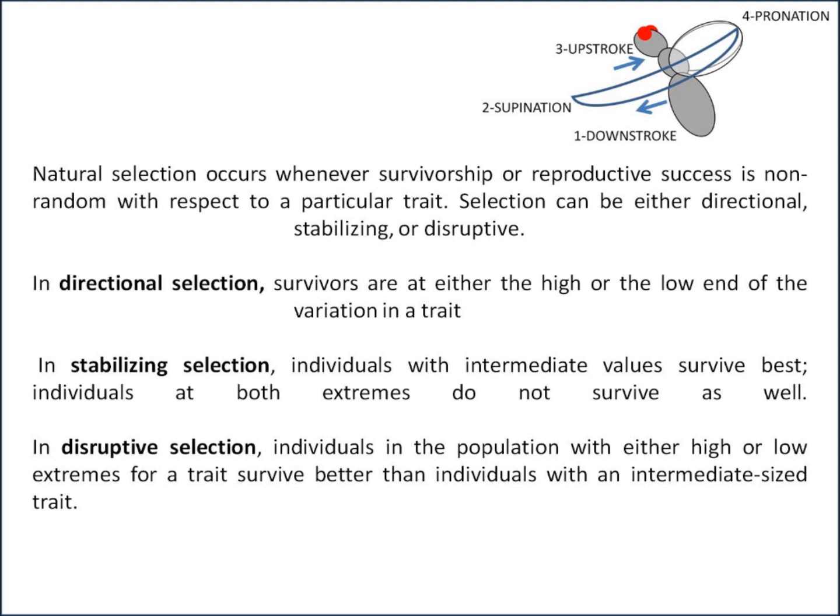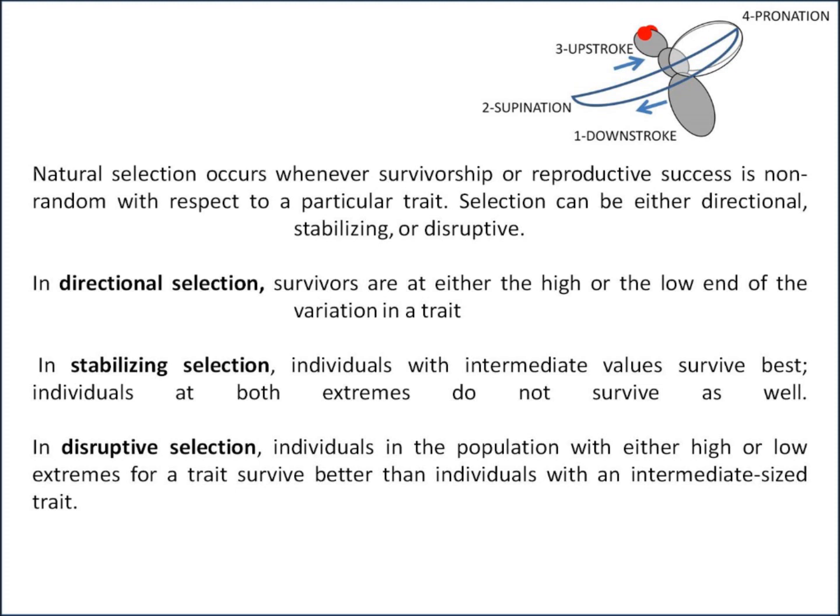In stabilizing selection, individuals with intermediate values survive the best, whilst individuals at both extremes don't survive as well. For example, suppose that small caterpillars did not survive due to insufficient resources to survive pupation, but very large caterpillars also did not survive well because predators such as birds were better able to see and eat them. Then the best survivors would be the caterpillars with an intermediate size. In this case, the caterpillar population is experiencing stabilizing selection.